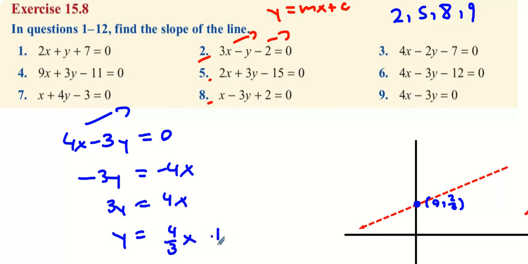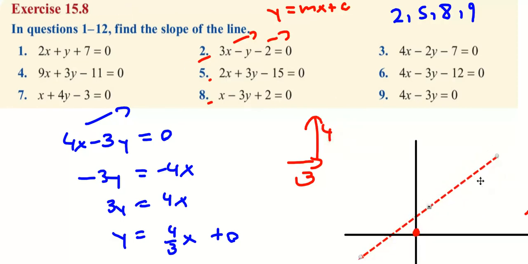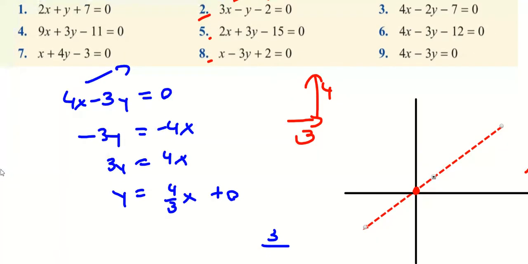Please remember there's a plus 0 there as well. The plus 0 indicates that it crosses through the origin. So it will cross through the origin this time, and it has a slope of 4 up, 3 across, which would be a slightly steeper slope than the one we used last time. So this line would look something like this. Slope equals 4 over 3.